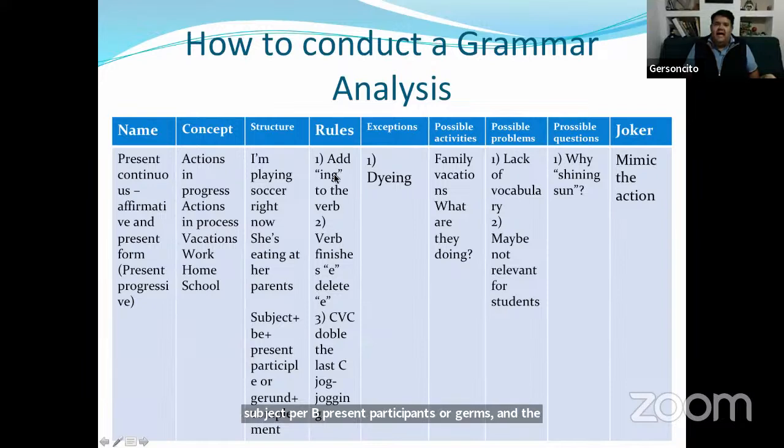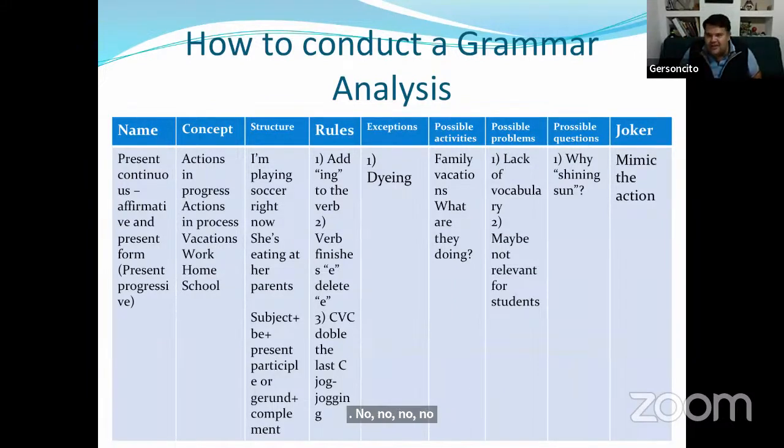The rules: add ing to the verb. When the verb finishes in E, delete the E. Consonant, vowel, consonant, double the last consonant, like jog, jogging. And the exception, I only found one, and the verb is die, dying. Do you know this verb? ¿Cómo se dice? You paint your hair. But no, you don't paint your hair, you dye your hair.